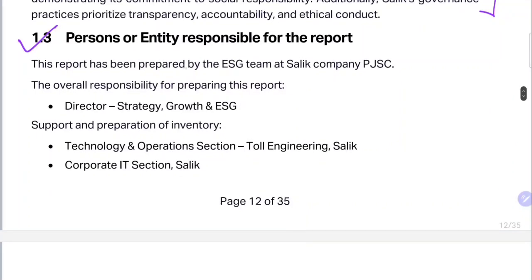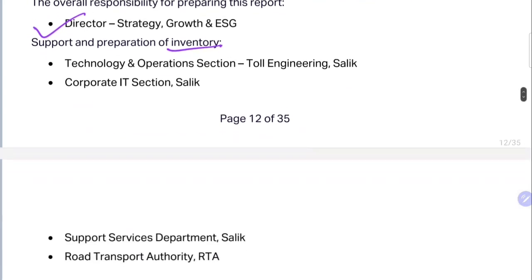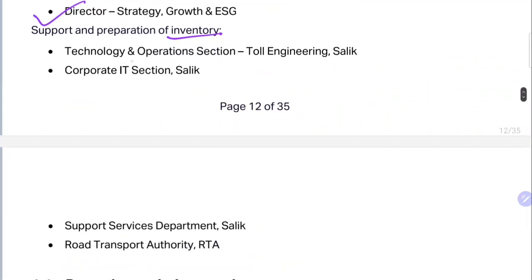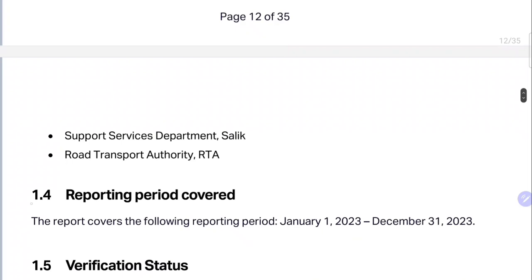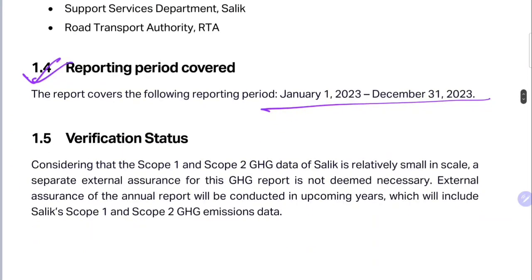So this has been prepared by the ESG team at Salik. Okay, so this is important. Who are the reporting coordinators? The overall responsibility lies with the director of strategy, growth and ESG. Also you see support in the preparation of the inventory from the technology operations section, IT section, Salik. Okay, and also the support service department, Road and Transport Authority. Now, what is the reporting period covered? We already discussed this.